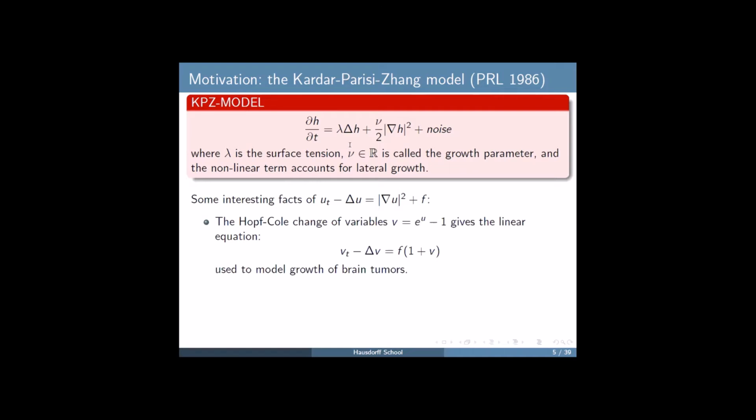At least formally, I will talk about this later, if you perform the Hopf-Cole change of variables, so you call v this quantity, then the equation that we solve is this one here, which is a linear equation that appears in the model of growth for brain tumors. Also, again formally, if you differentiate the original equation and you call b_i the partial derivative of u with respect to x_i, then you obtain the Euler equation without pressure, which is the equation here.